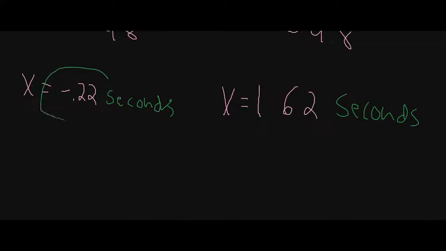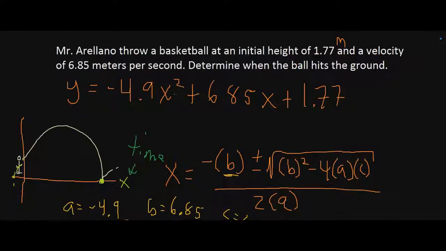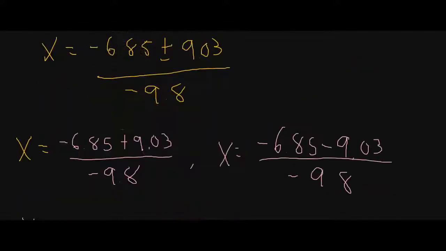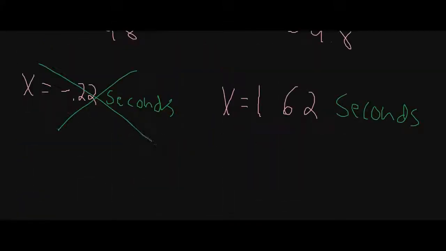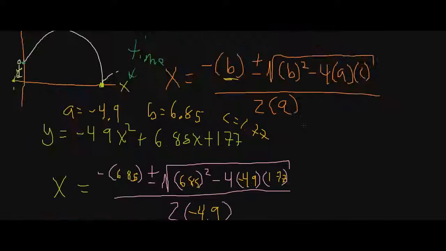So does this one make sense? Let's go back to our diagram. It's probably referring to this root here. That doesn't make sense in our problem because I'm throwing it right at this initial height, and if this is time, this would be negative time, and that's just not possible. So this answer doesn't make any sense, and we get this positive answer, and that one makes sense. So that means right here is 1.62.